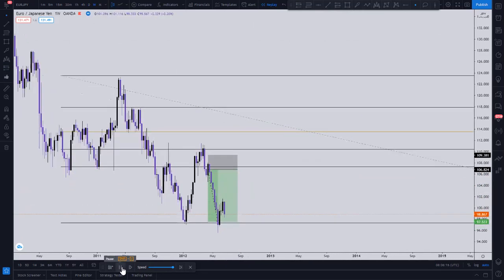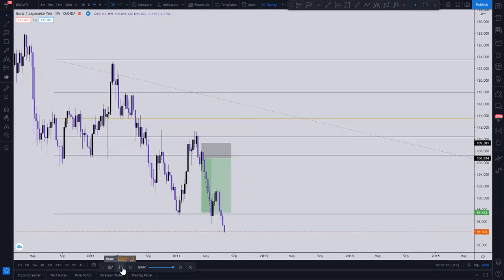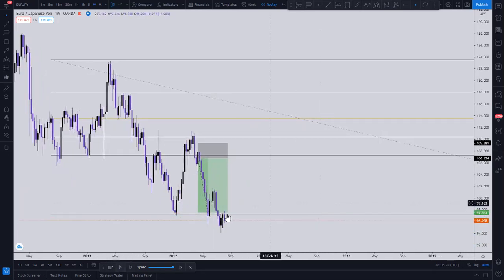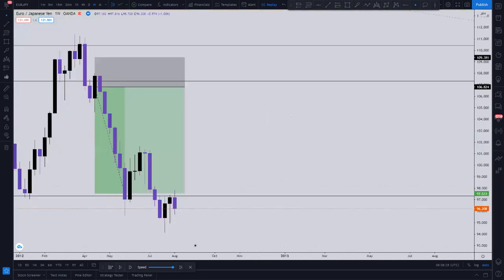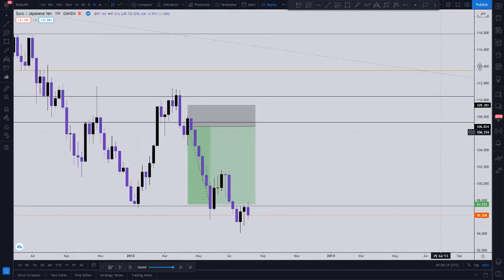TP1, TP2 will be there. So I just back tested with you how to actually use what we call a Fibonacci.